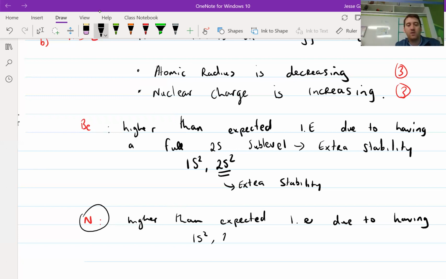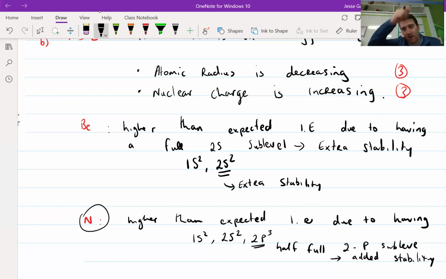Okay, so it's 1s2, 2s2, that's 4 electrons, and then it's 2p3. This here is a half full 2p sublevel. This has some added, or extra, stability. That makes it higher than expected. It breaks the general trend, just a little peak in the trend. All right, so that was it. That's what you needed for the 15 marks.